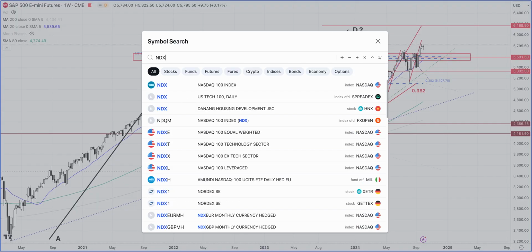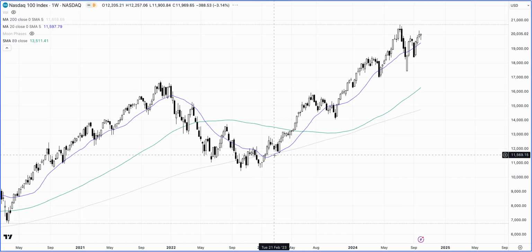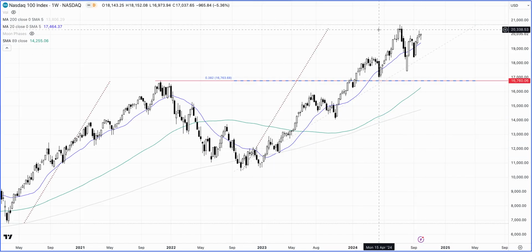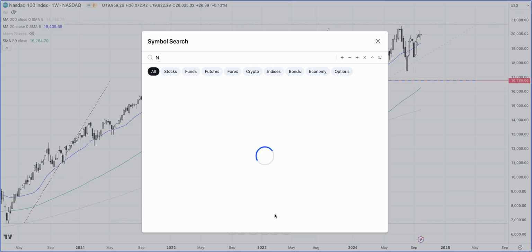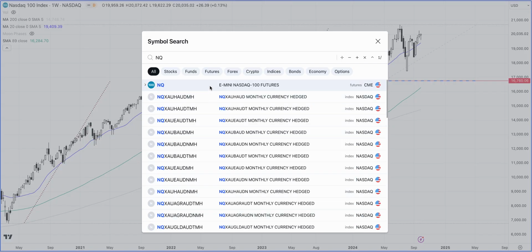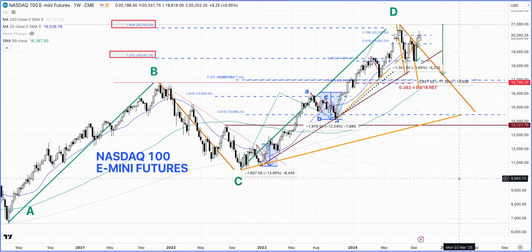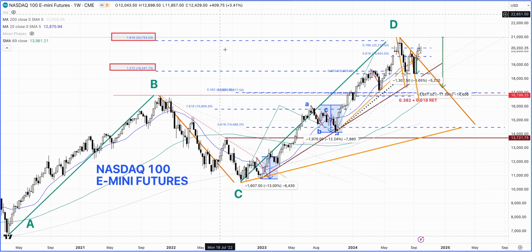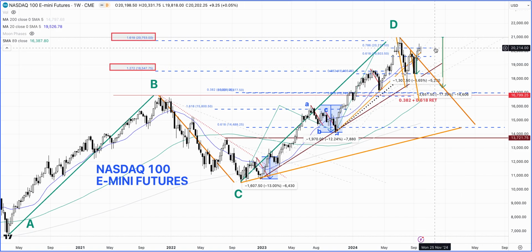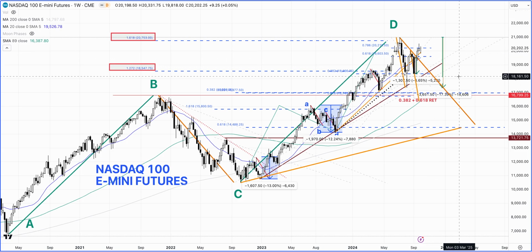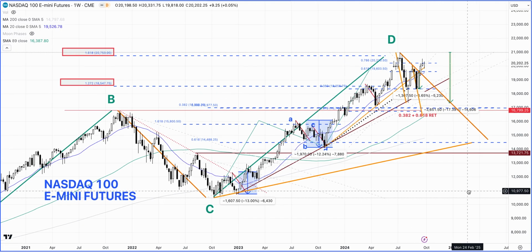Now, if we take a look at the cash market of NASDAQ 100, it's just being stopped right here by the 78.6% retracement. So I think it's easier to view it on the futures chart. So there we go. It has completed this bigger ABCD. Other markets are catching up. But this 78.6% retracement, a couple of weeks, is kind of hanging in there. And last week's price action.